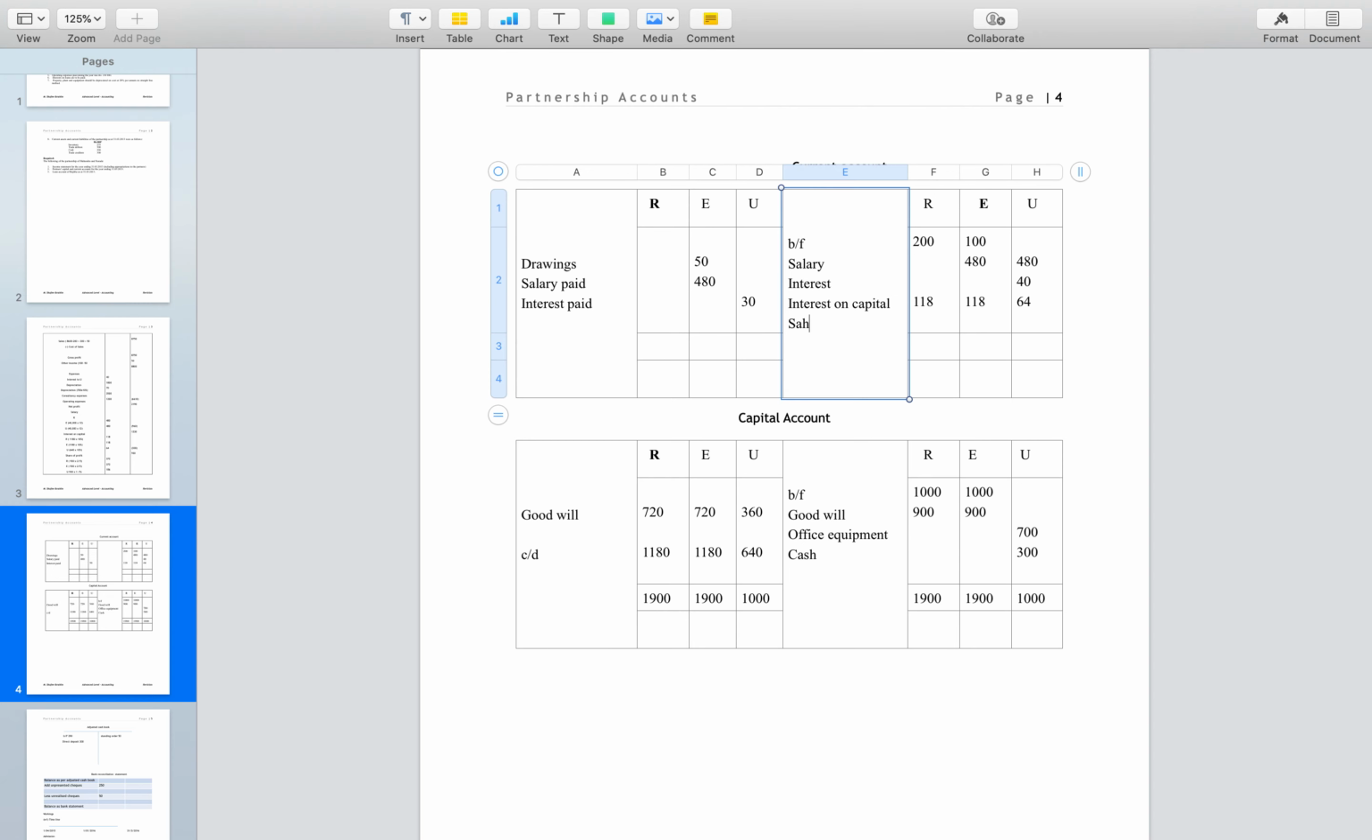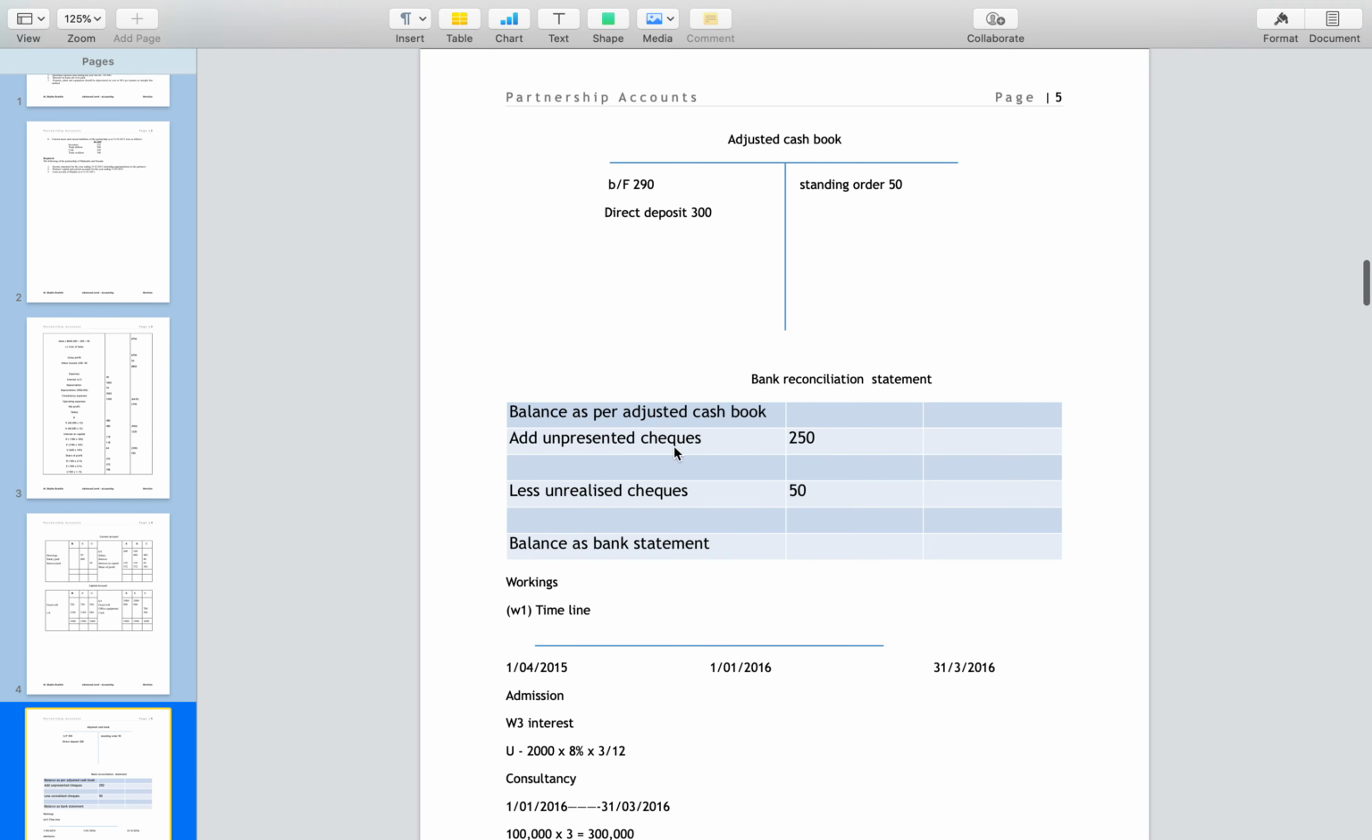Share of profit 372 and 186, right? So guys, on your own, I want you to close off the current account because the capital account has already been closed off, right? Last part, how to finish off this, right?